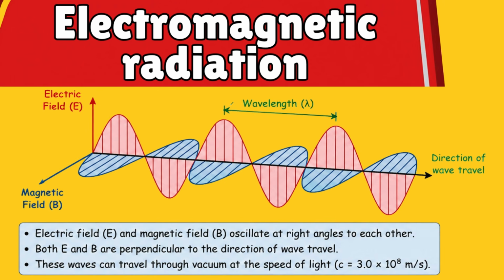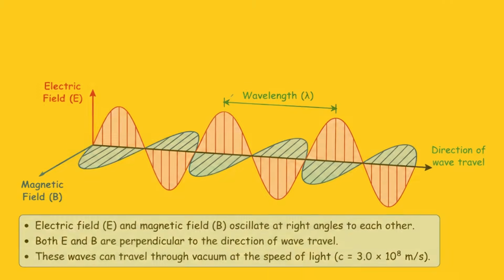These waves can travel through vacuum at the speed of light, or c equals 3.0 times 10 raised to 8 meters per second. So imagine the speed of electromagnetic radiation. It is so fast. In a blink of an eye, it can go through a far distance.